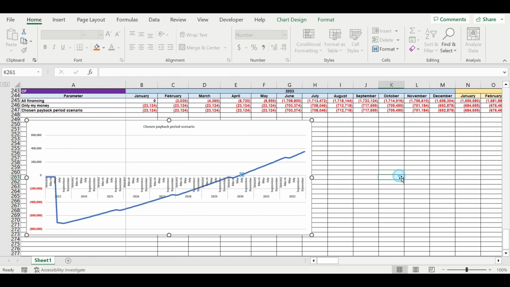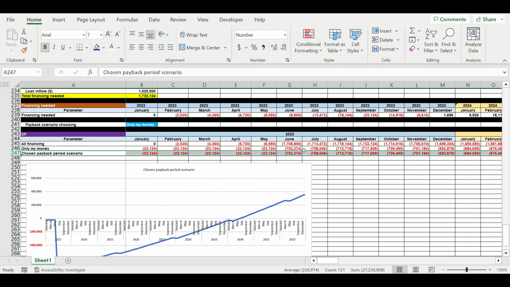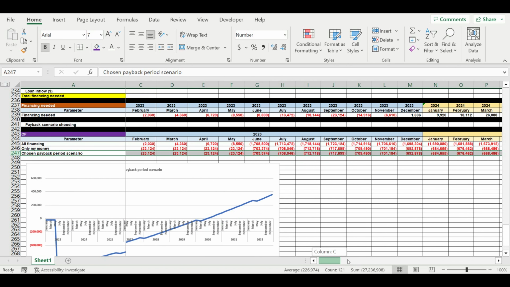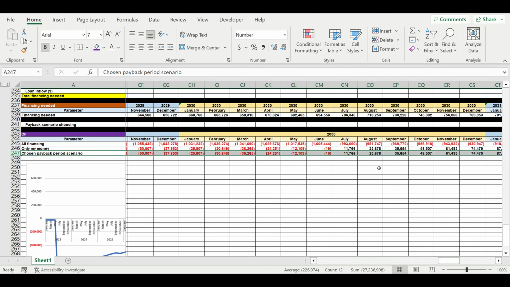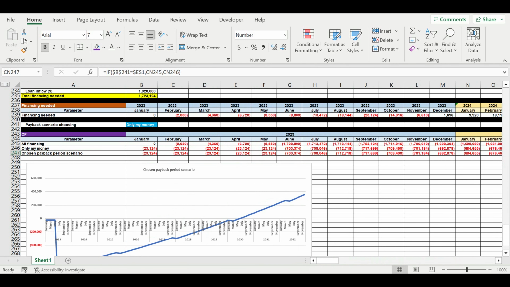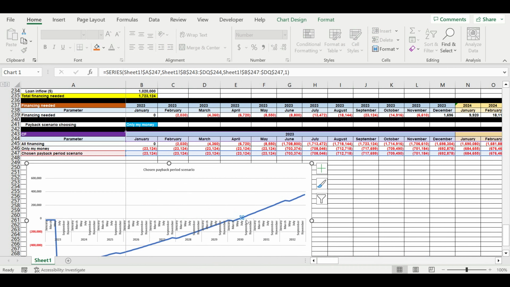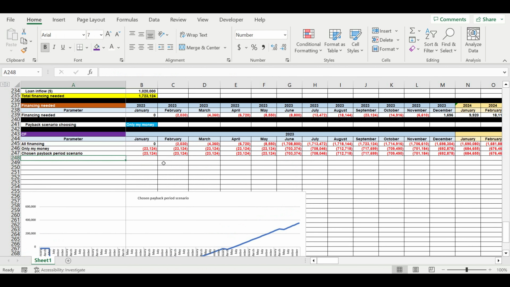So if we look at the line, the source of this diagram, we will be able to see that when the red turns to black, this is the moment of the payback. So it is July 2030. So this is somewhere here, July 2030. And now we can calculate the amount of months in the payback period.